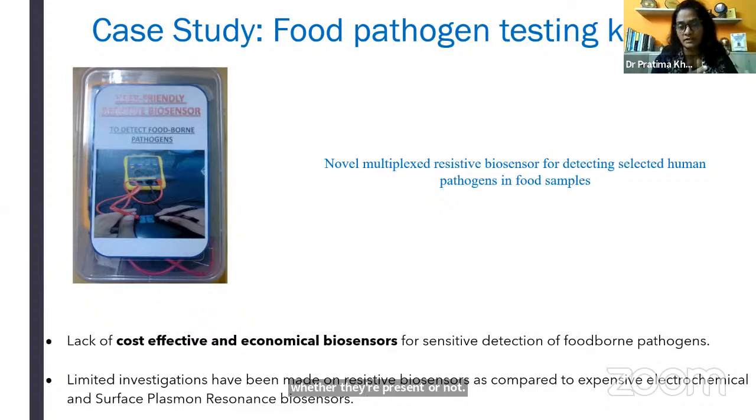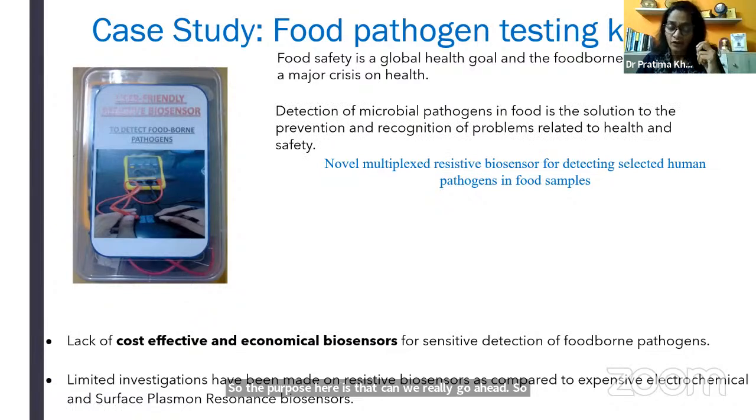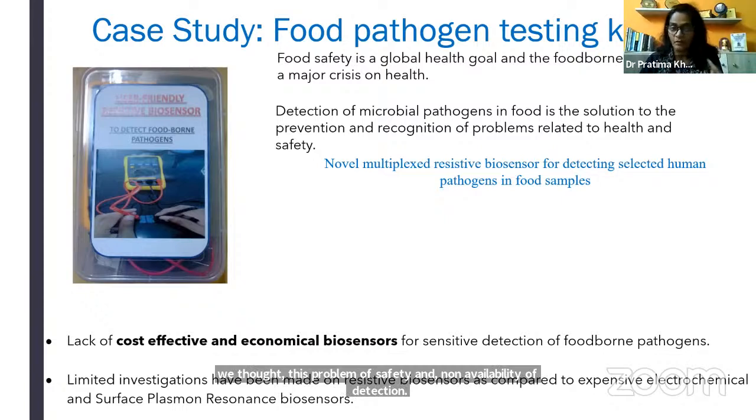A food can be a liquid, like a heterogeneous curry, or very dry, like a powder, or a completely homogeneous beverage, like any kind of milk-based drink, or colloidal juices, or completely dry and chunky. So we have made a system where we can process it uniformly and test it. So the purpose here is that we can really go ahead. We thought this problem of safety and non-availability of detection at the consumer's end can be addressed too. So that was our problem statement.